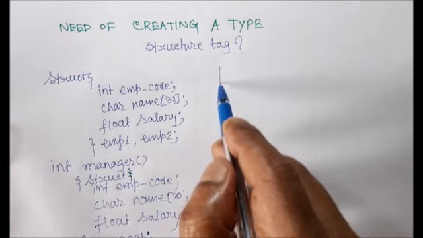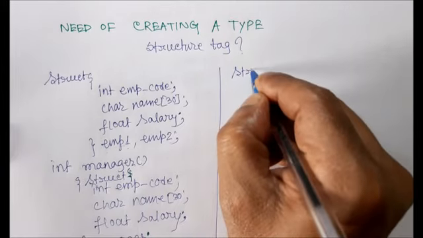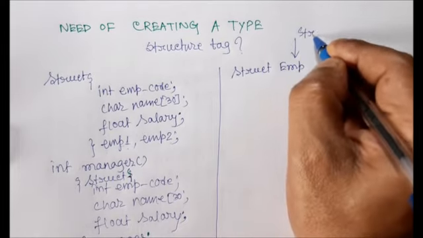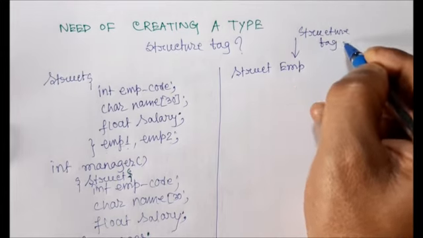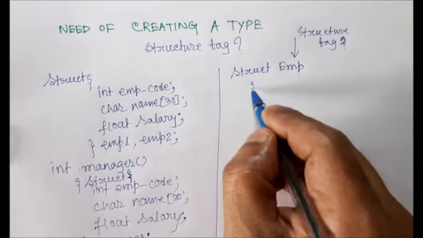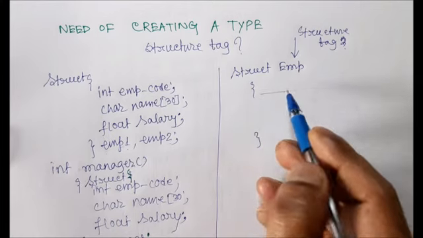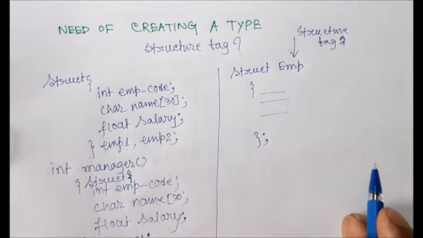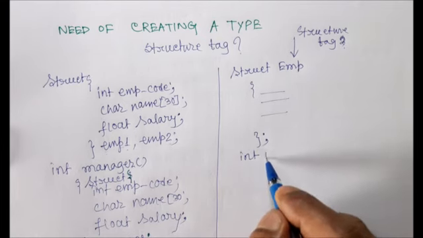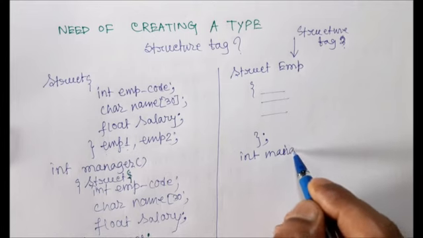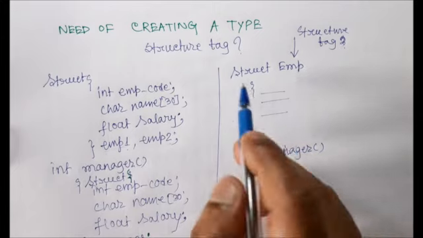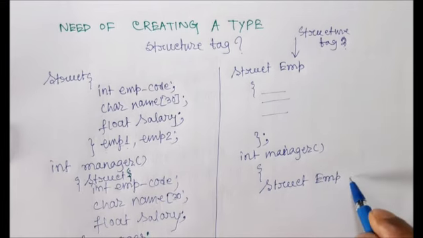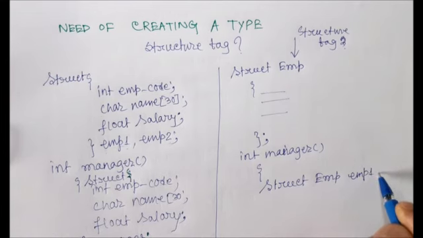Next, if I consider struct employee, this is called a structure tag. Within the structure we have written the same thing: integer employee code, char name, float salary, and we have not declared any variable here. We can also declare variables within the manager function. Within the manager function we can declare so many variables with the help of this name employee, for example emp1, employee 1, employee 2.